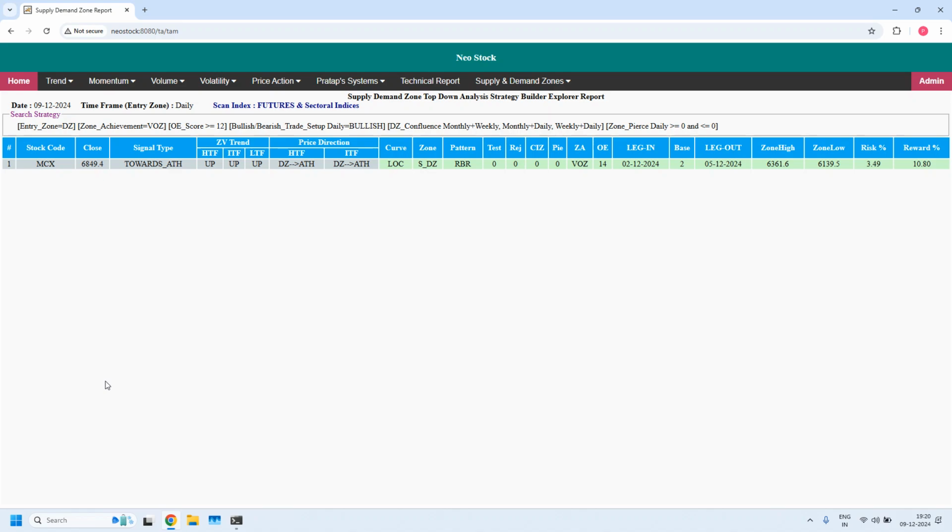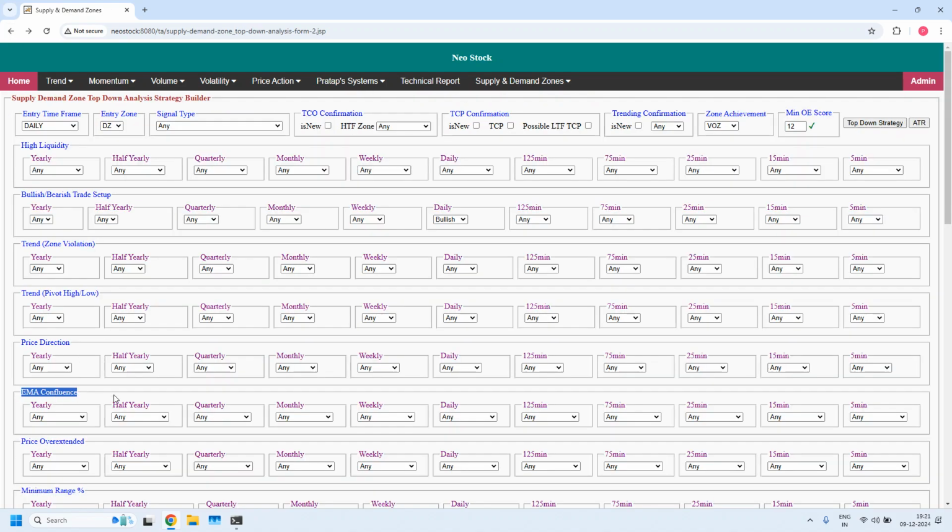So in this stock, the daily demand zone, this is the daily demand zone. The daily demand zone is part of the weekly demand zone. Both together again part of the monthly demand zone. If this monthly demand zone is having monthly EMA confluence, that could be even more high probability trade setup. So that's why in the EMA confluence at monthly time frame, monthly demand zone having monthly EMA confluence filter is enabled.